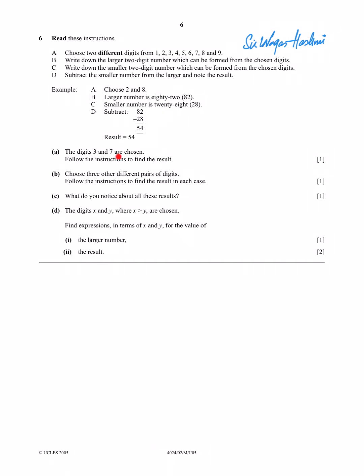The digits are 3 and 7. Follow the instructions to find the result. Alright. So for A part, the highest number is 73. The lowest number is 37. Right. That is the same pattern. So 73 minus 37 leads to 36. That is your first part answer.